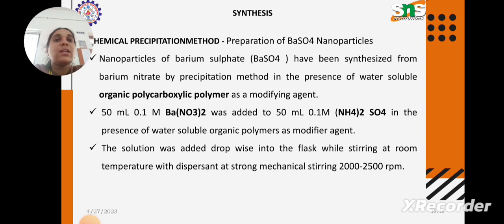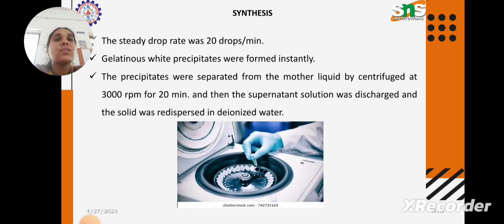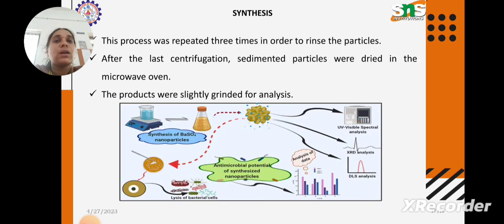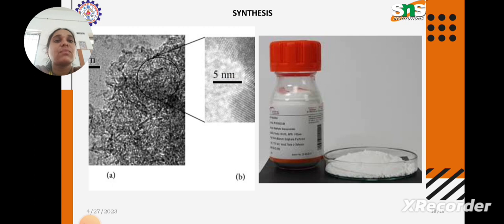Synthesis, the chemical precipitation method, and this is a pictorial form of the chemical precipitation method, and some examples from recent research papers.